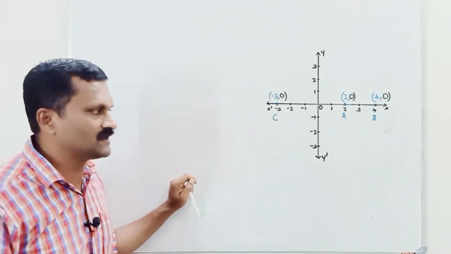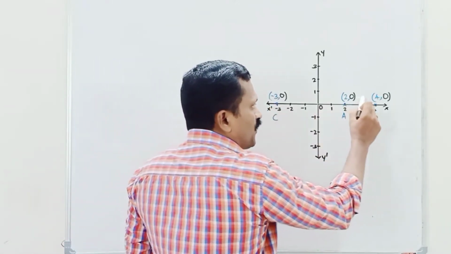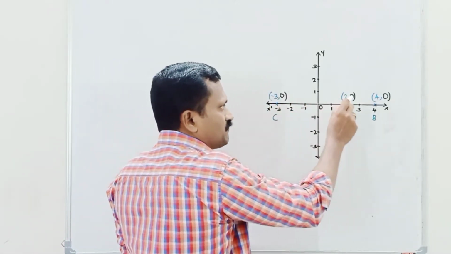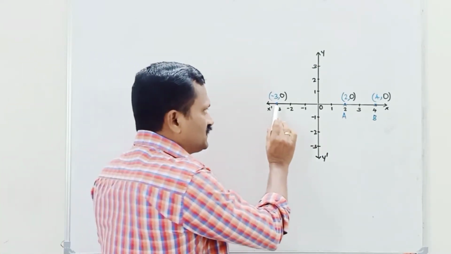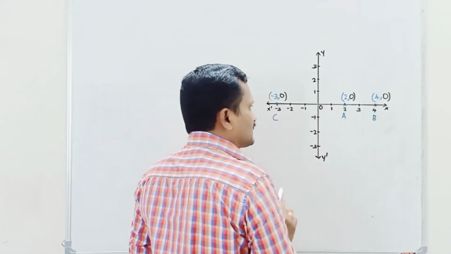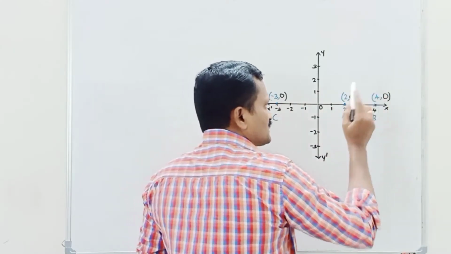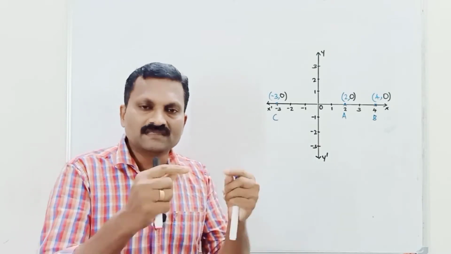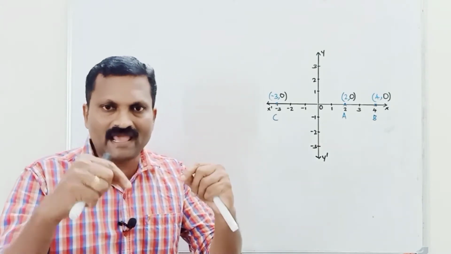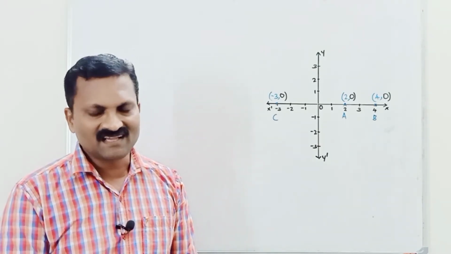What is the special feature we see? I have written the y-coordinates of all these points in black. They are 0. That means if a point lies on the x-axis, its y-coordinate is 0. And conversely, if the y-coordinate is 0, then the point is on the x-axis. Am I right? Can you follow?